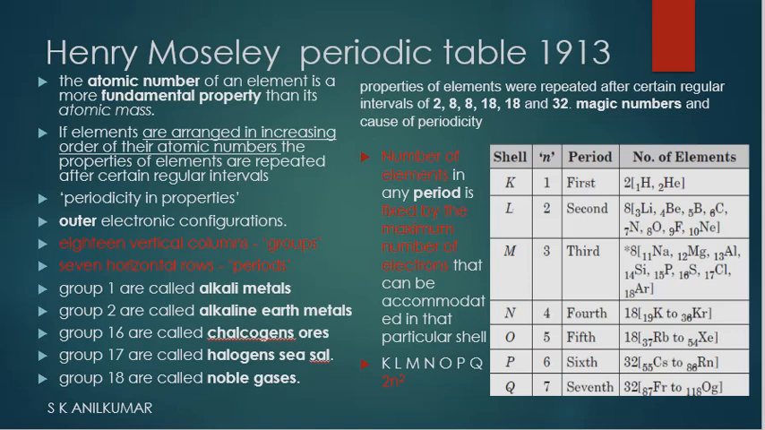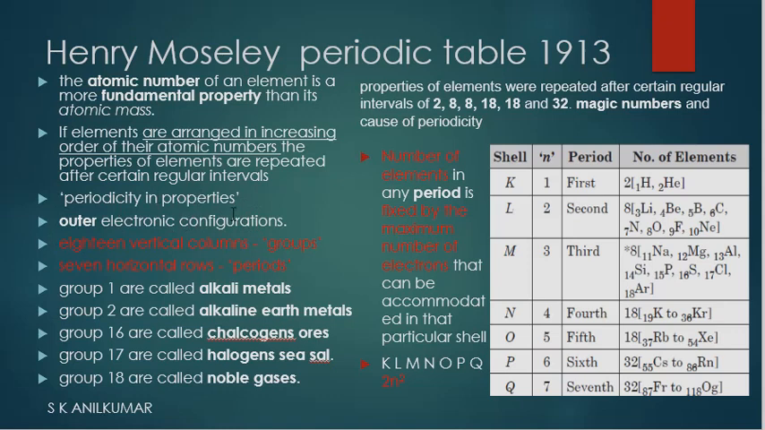Atomic number is what? It is the number of electrons or protons. If the elements are arranged in increasing order of atomic number, not mass, the properties are repeated, he said. And this repetition he called periodicity in properties. Henry Moseley is the first person to call it periodicity in properties. That is why we call it a periodic table today.